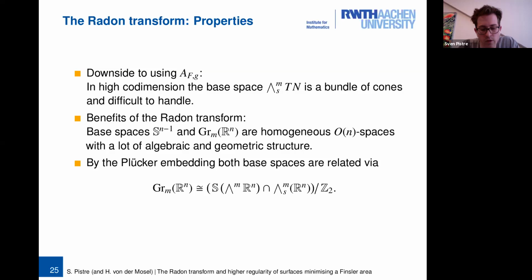And so what I've come to realize is that the benefit of the Radon transform here is that the base spaces, the sphere and the Grassmannian, are both homogeneous spaces with respect to the same Lie group of orthogonal matrices. And so they have a lot of algebraic and geometric structure. I've mentioned before that there is this Plücker embedding which relates the Grassmannian and the simple vectors. So there's a connection between the two formulations of the same problem. It's just different language, but I think the Radon transform here fits better.